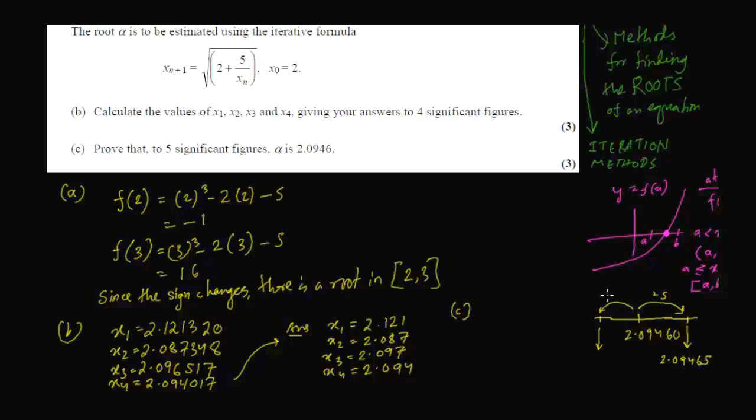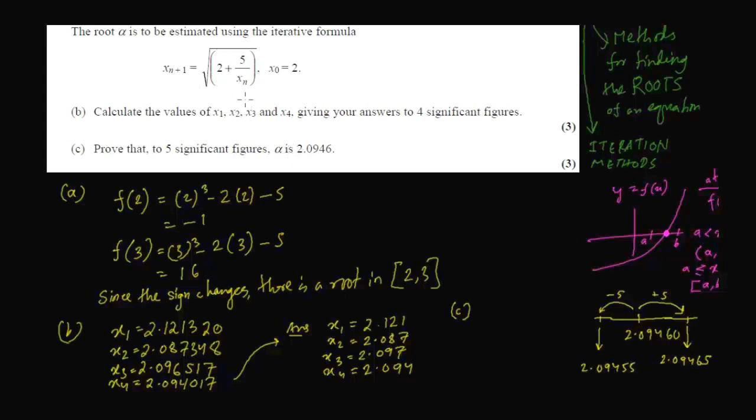2.09465. If you subtract 5, it would become 2.09455. So that's what's going to happen. So this is our extremely tight interval. If this thing changes sign, one negative and another positive, it means this is a really accurate root. So we have to show that the sign changes here as well.